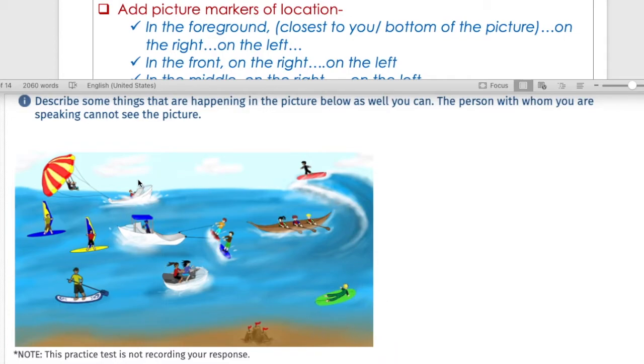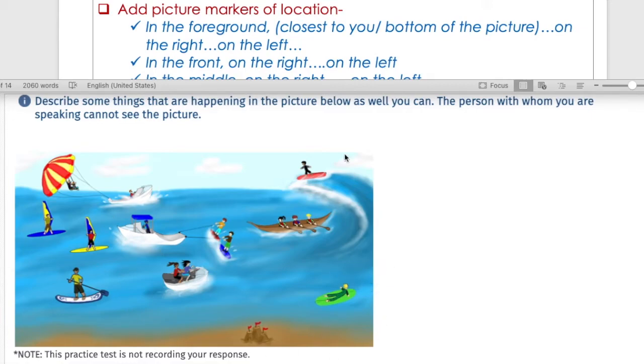Then we want to get to the middle here. We can say in the middle, there are two men water skiing, and on the left, two men sailing boards. Okay, and then we want to get to the background. Here's the background, which is at the top. And we can say here in the background, there are two people being pulled by a boat. They are water gliding, for example. And so the more that you can cover the picture, the better.